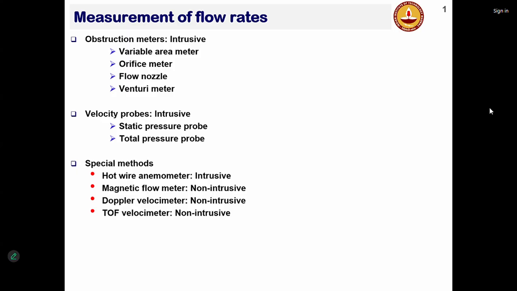So in obstruction meters, we'll be talking about variable area meter. And we also talk about orifice meter, flow nozzle, and venturi meter as part of the variable area meter. We would also talk about how one can predict flow rate by measuring velocity using velocity probes. Again, these probes are intrusive in nature. We talk about static pressure probe and total pressure probe.